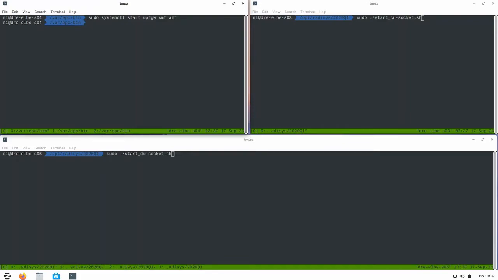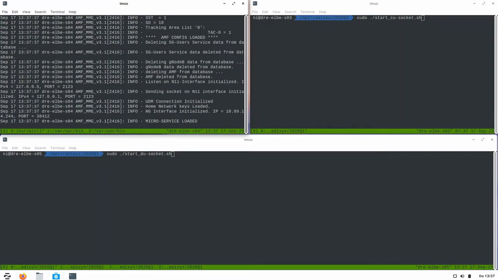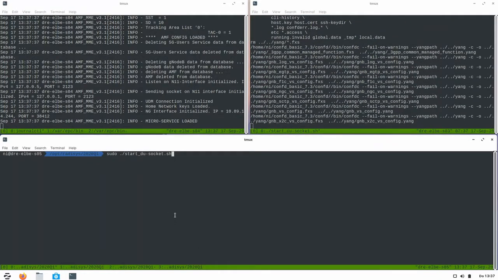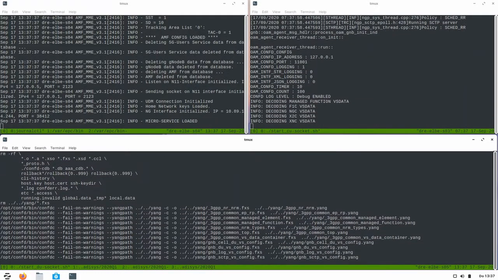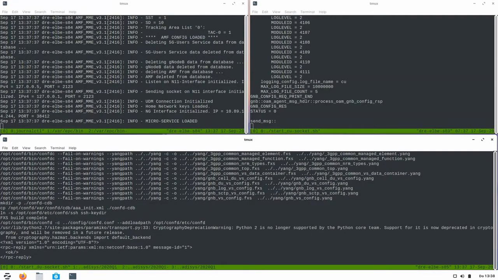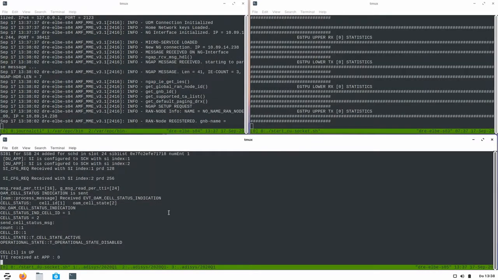We can monitor the activity of the core network by checking the AMF log. There we see that the service is loaded. That means we can continue starting the CU and the DU. As soon as the DU is up, we can continue with the UE simulator. There we see that cell 1 is up, and also the core network reports that it has found a radio access network node.